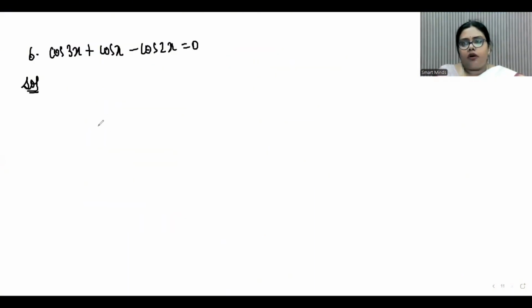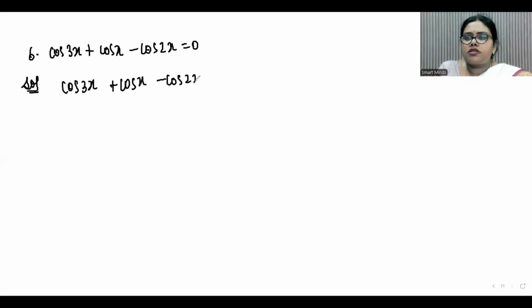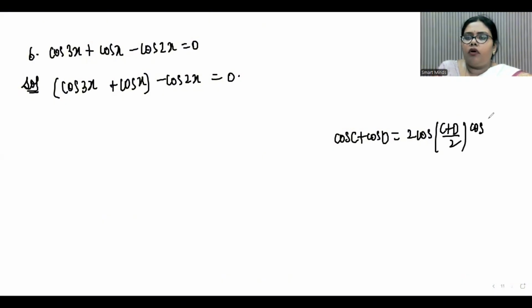Take the next question. Cos 3x plus cos x minus cos 2x is 0. So first let us write down what is given to us in the question. Cos 3x plus cos x minus cos 2x is equal to 0. Now first we apply the cos c plus cos d formula between the first two terms. So what is cos c plus cos d? Cos c plus cos d is 2 cos (c plus d)/2 cos (c minus d)/2.